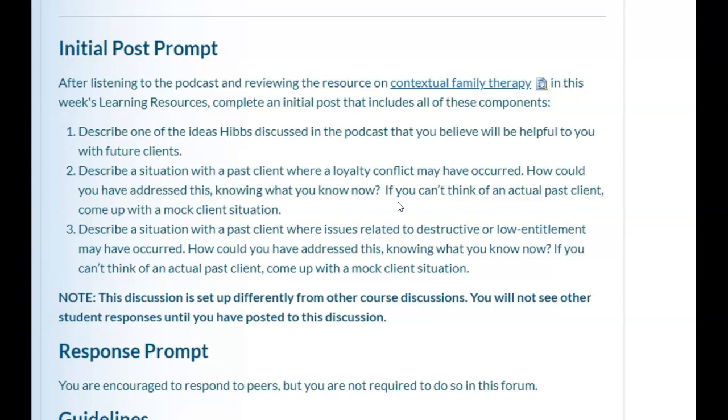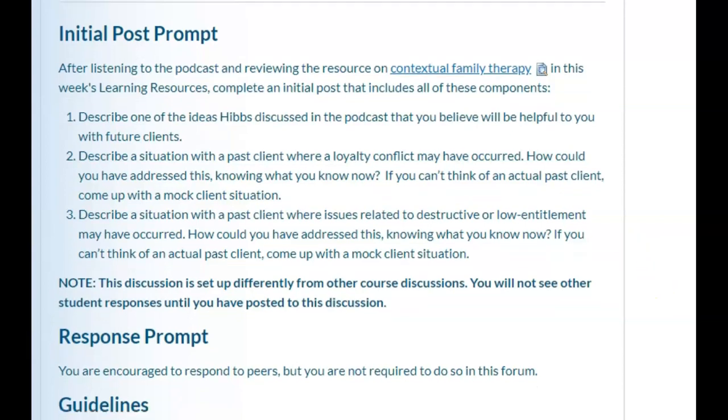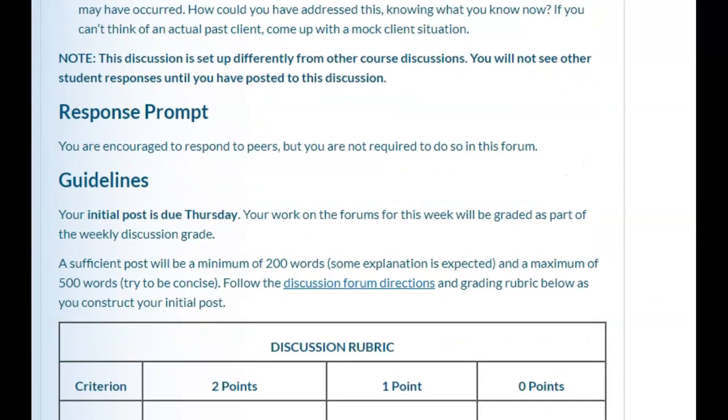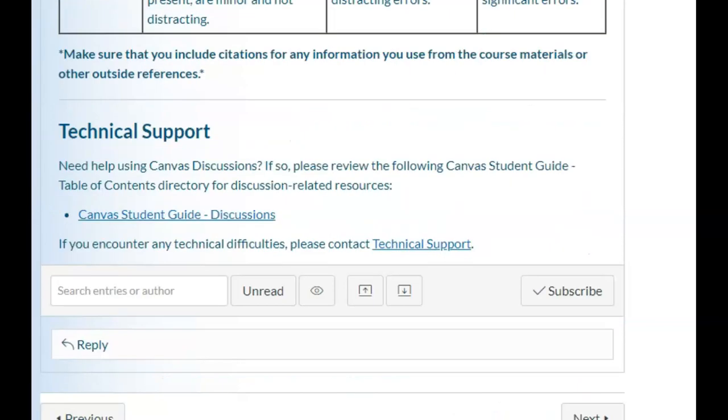Describe a situation with a past client where a loyalty conflict may have occurred, and how you could have addressed it. If you can't think of an actual past client, come up with a mock client situation. Then describe a situation with a past client where issues related to destructive or low entitlement may have occurred. This is an initial post. You're encouraged to respond to your peers, but you do not have to do so.